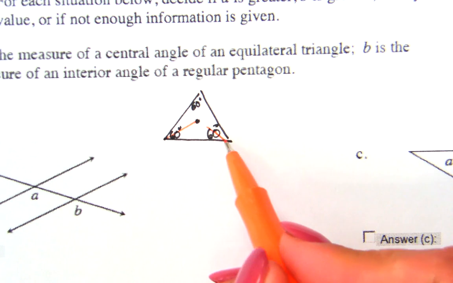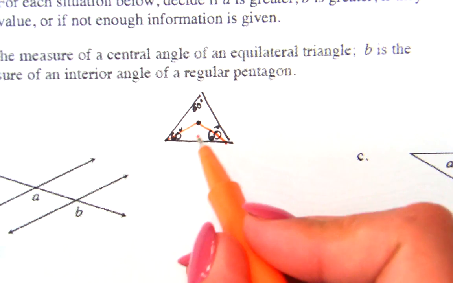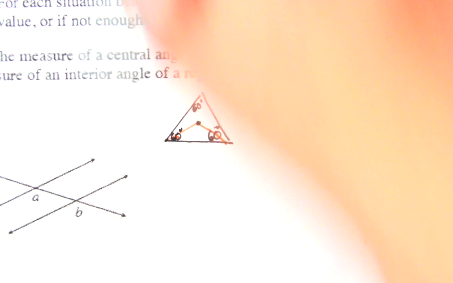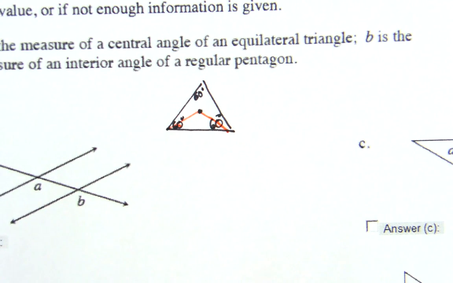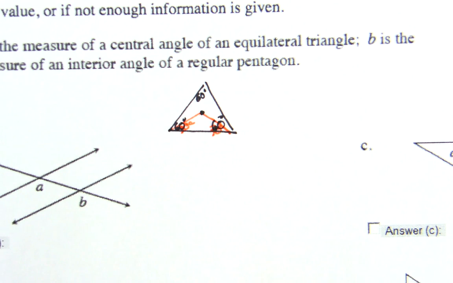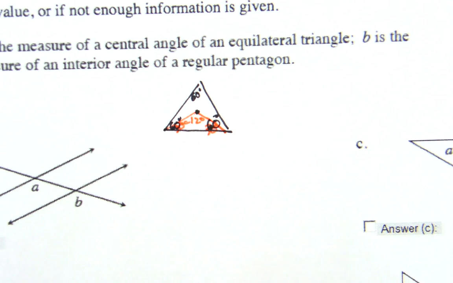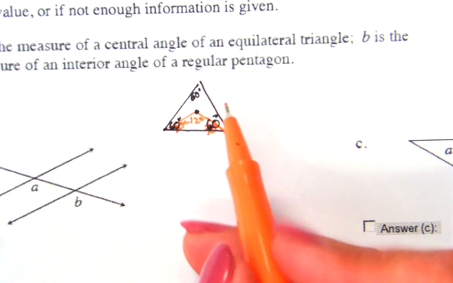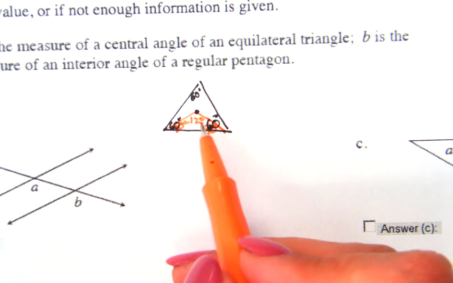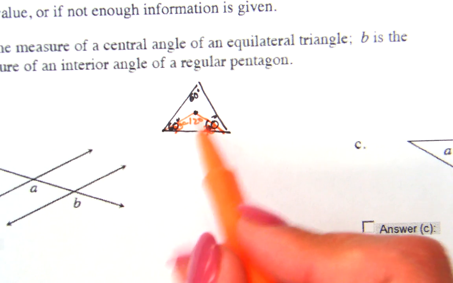Well, that's, am I even cutting that in half? Yeah, I am. So that's 30. That's 30. So if this is 30 and this is 30, 30 plus 30 is going to give me 60. 180 minus 60 is 120. So I guess all the central angles are 120. Oh, which makes sense because 360 divided by 3 is going to give you 120. Okay, so A, I guess, is 120.